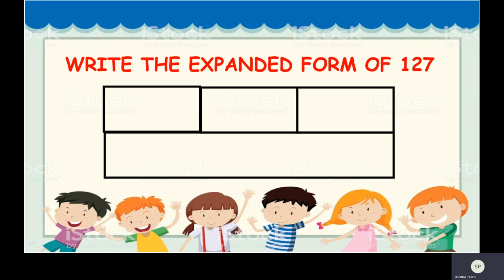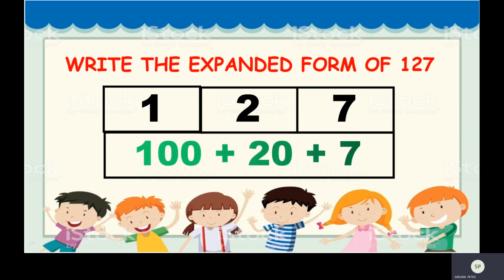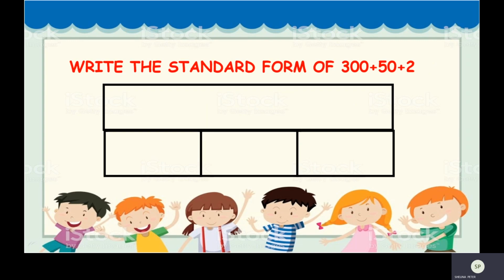Now let us practice some questions. So the question is, write the expanded form of 127. So first we will write the number in the box. 7, 2 and 1. So what will be the expanded form? I know you will be shouting the answers. Absolutely correct. It will be 100 plus 20 plus 7. Now let us go to the next question.